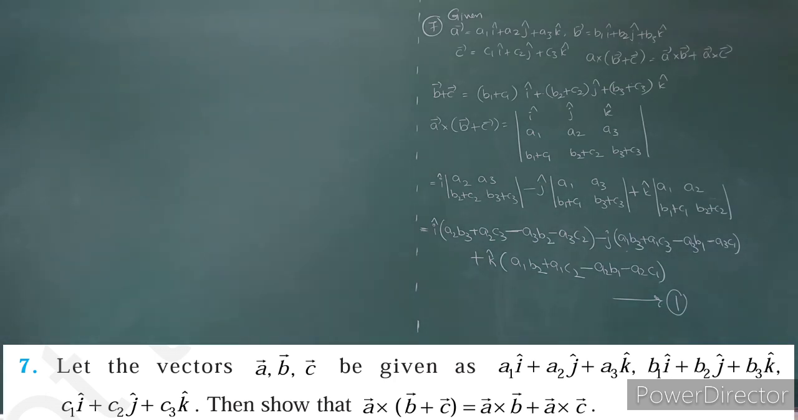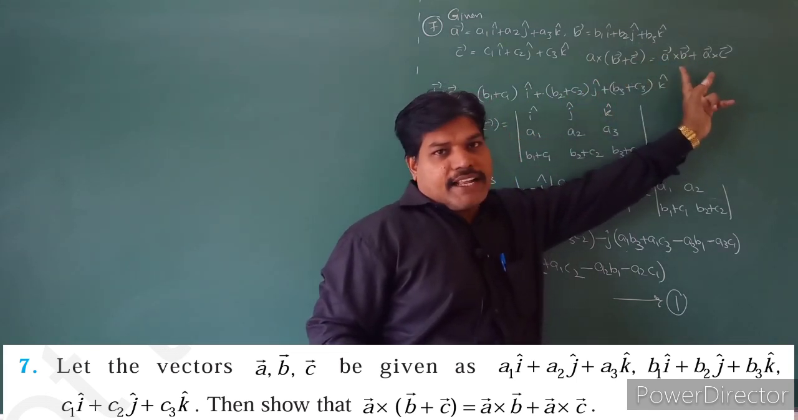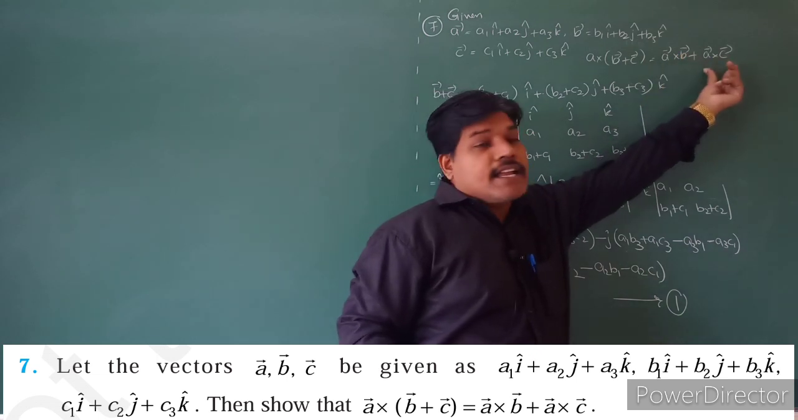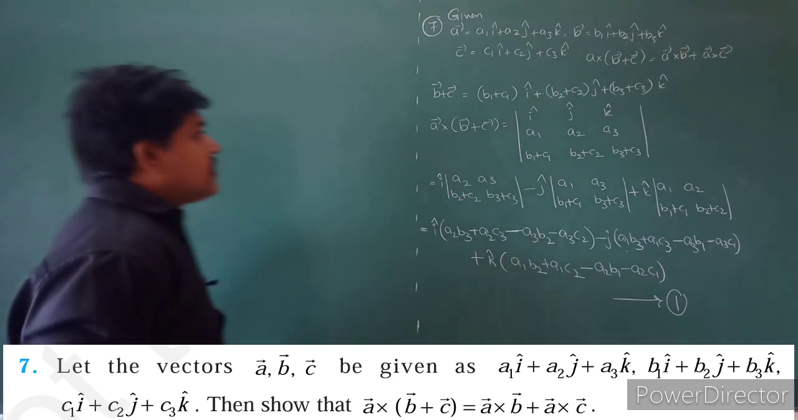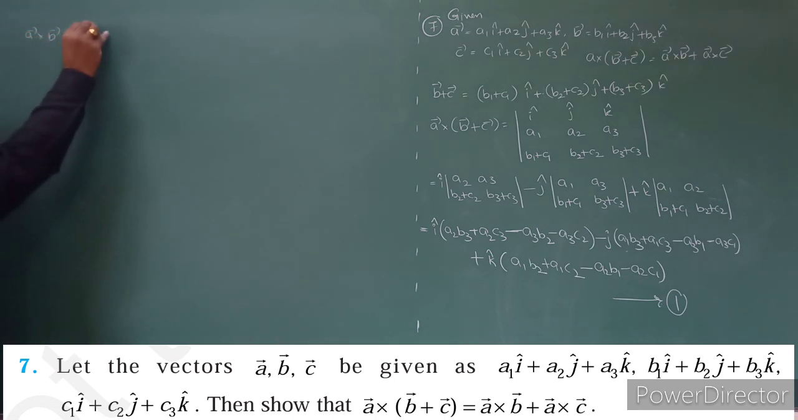First, I have calculated the LHS. I need to calculate the RHS. How to calculate the RHS? First calculate A cross B. Next calculate A cross C. Add these two, you will get the RHS. Okay. So first I will calculate A bar cross B bar.